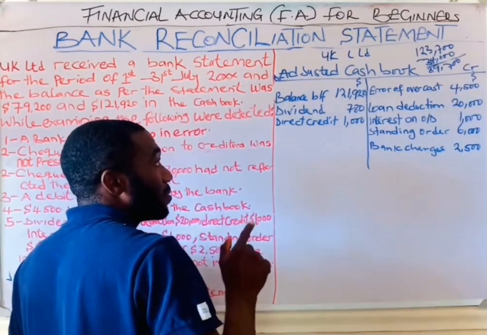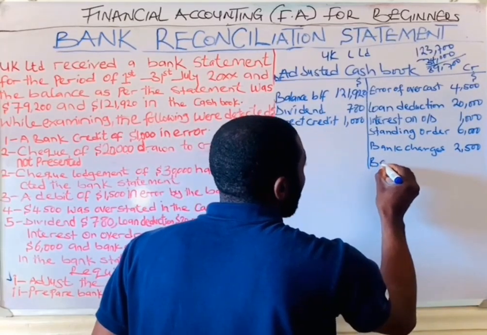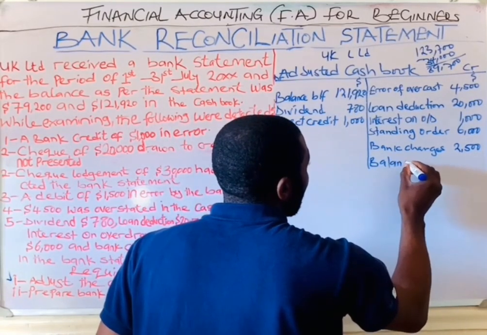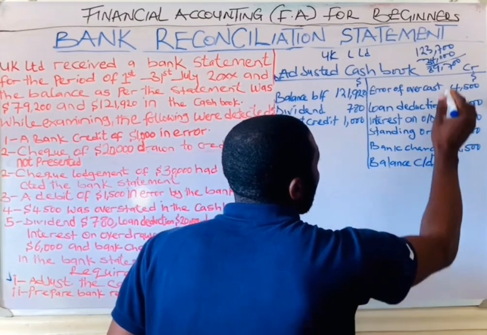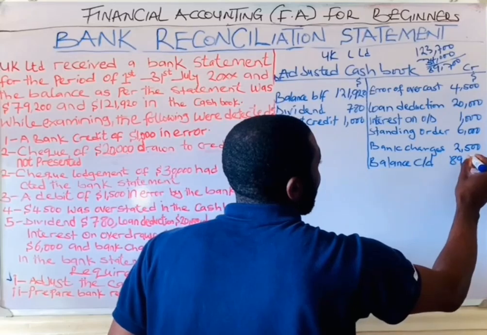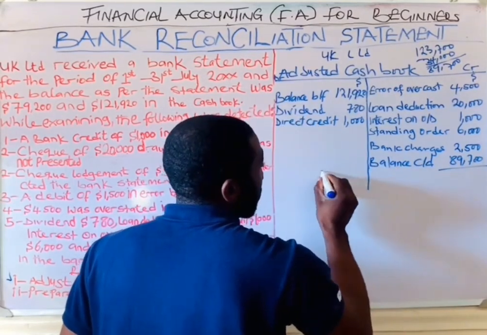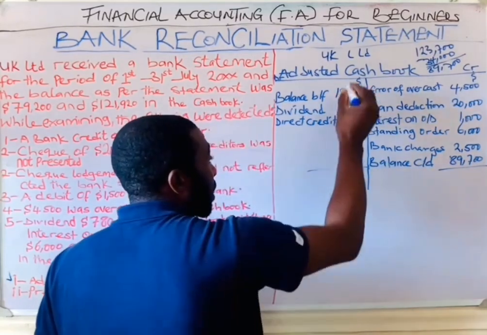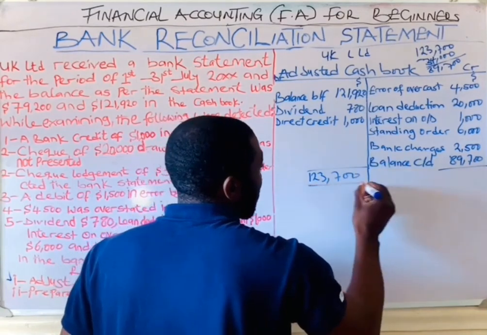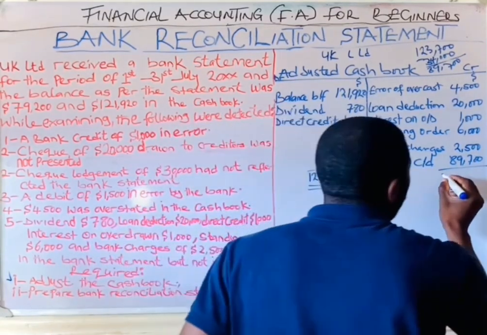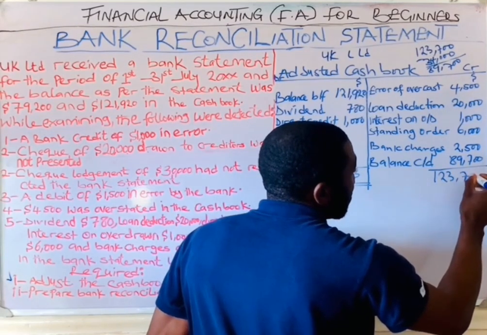123,700. And the difference, or the balancing amount, is the balance carried down of 89,700. You close your account. So if you add it to give 1, 2, 3, 700. And here we give you 1, 2, 3, 700.